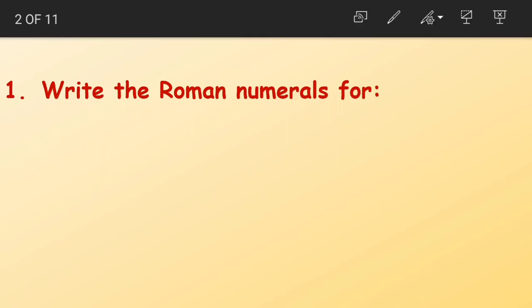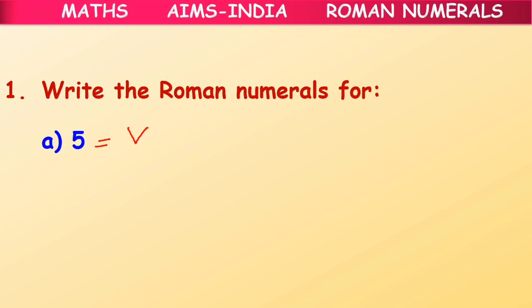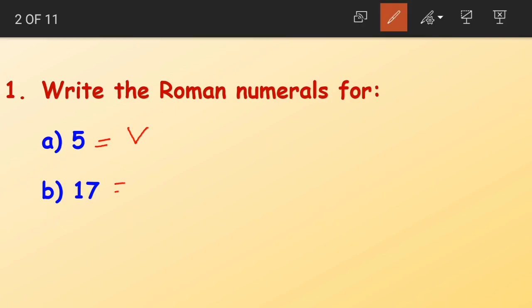Write the Roman numerals. The first one is 5. As we know, the symbol V stands for 5, right? So the Roman numeral for 5 will be V. The next one is 17. Now 17, how do we write the Roman numeral?